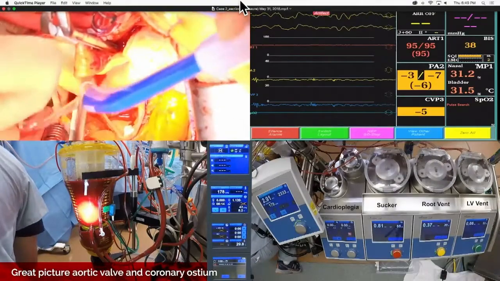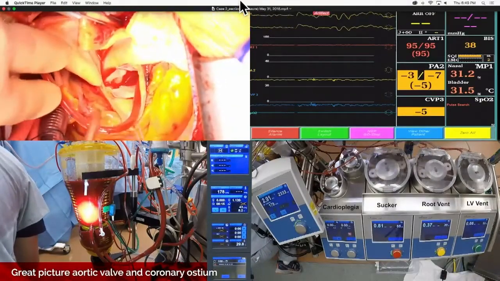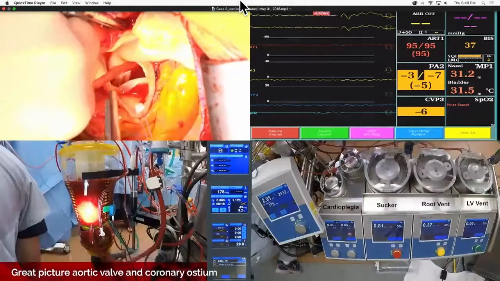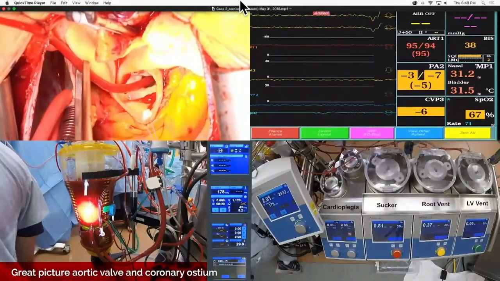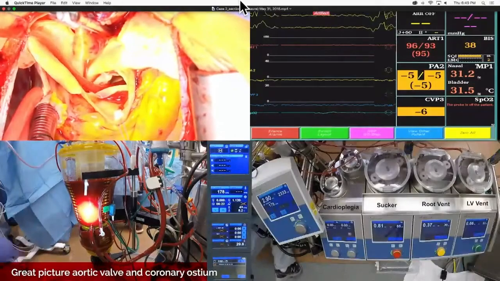That is a really cool view of the right coronary. And you said we have an even better view, right? No, that's it. That was the best picture of the right coronary.